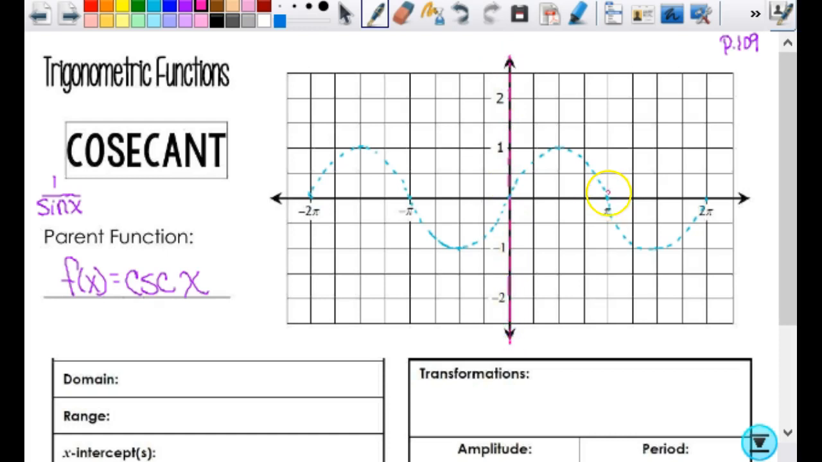There's also an asymptote here because that's at 0, and an asymptote here because that's 0. Same thing here and here.